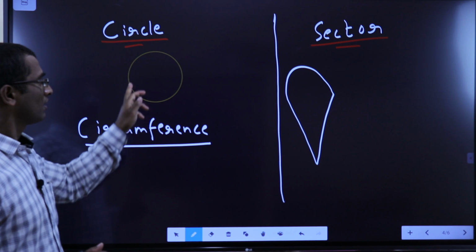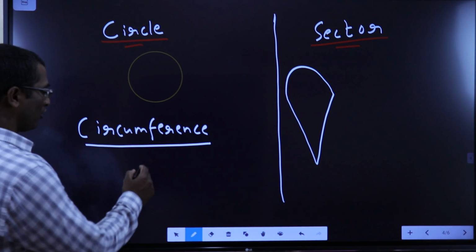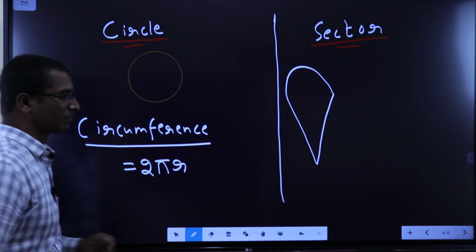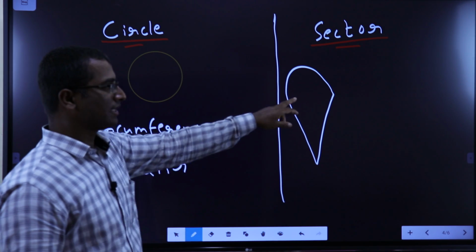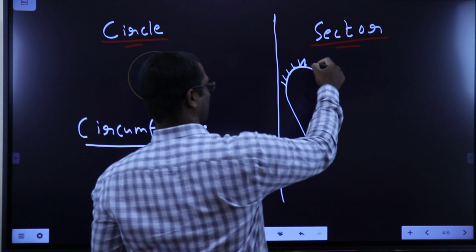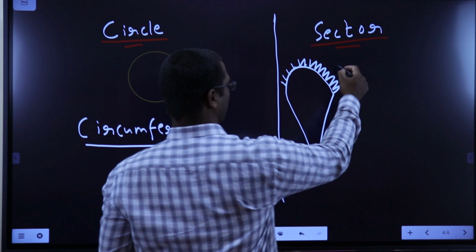Circle. What is the circumference of a circle? Formula: 2 pi r. Same thing, a part of a circle has been taken out, we call it the sector. This is called arc length.